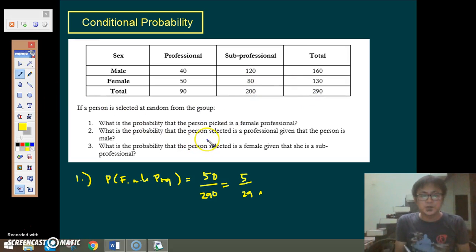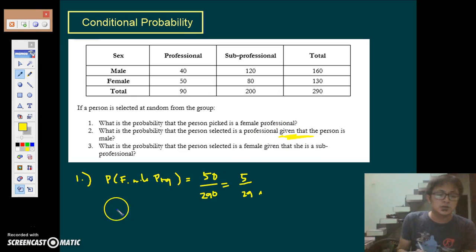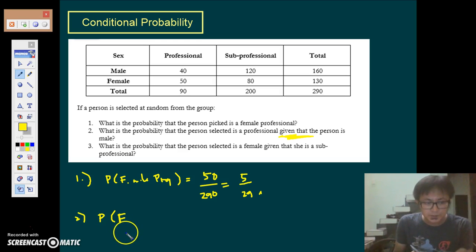Now, let's have the next question, number 2. What is the probability that the person selected is a professional, given that the person is male? Now you see again the words given that. So that must be the probability for number 2, that the person selected is a professional, given that the person is male. We may confuse F with female, so let's denote professional as P, F sub P, professional.